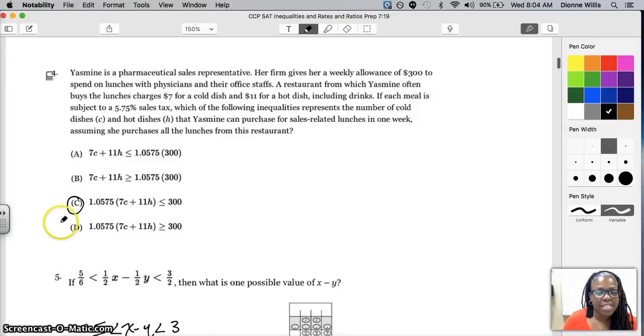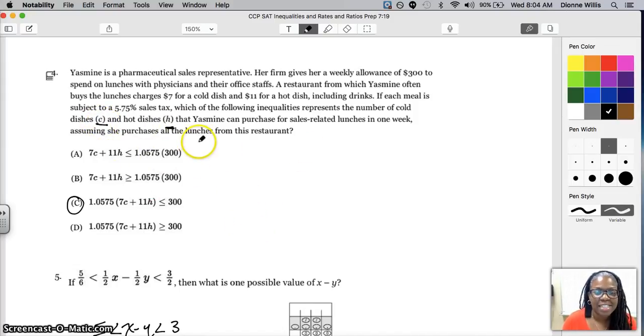We take a look. We see that Yasmin is a pharmaceutical sales representative. Her firm gives her a weekly allowance of $300 to spend on lunches with physicians and their office staff. A restaurant from which Yasmin often buys lunch charges $7 for a cold dish and $11 for a hot dish, including drinks. If each meal is subject to a tax of this amount, which of the following inequalities represents the number of cold dishes, C, and the number of hot dishes, H, that Yasmin can purchase here?